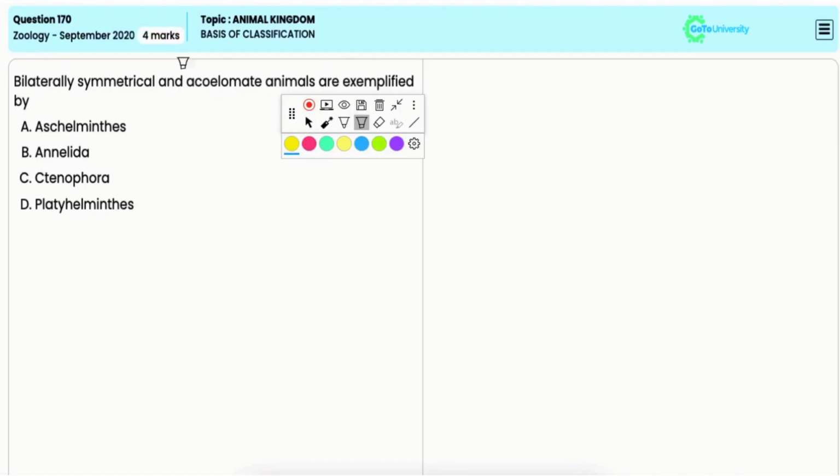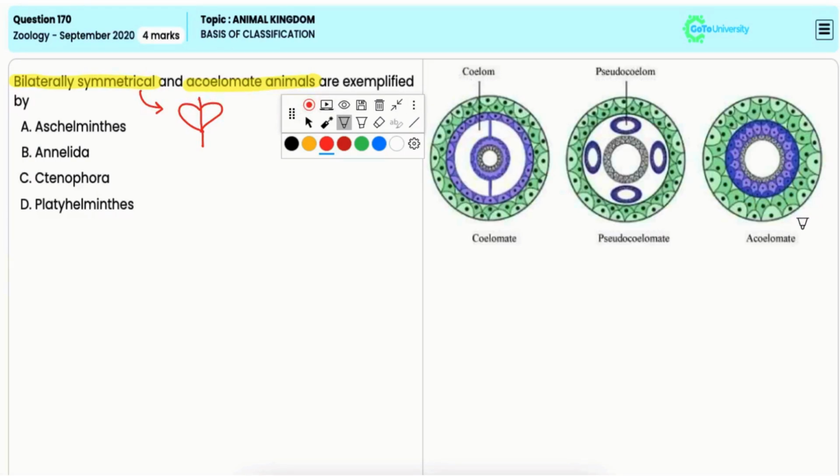In this question, you have to identify the phylum that includes bilaterally symmetrical and acoelomate animals. Bilateral symmetry means the body can be divided into two equal halves along a single plane. An acoelomate animal means those animals that lack a body cavity, that is coelom, between the body wall and the digestive tract. Now let's evaluate each option.